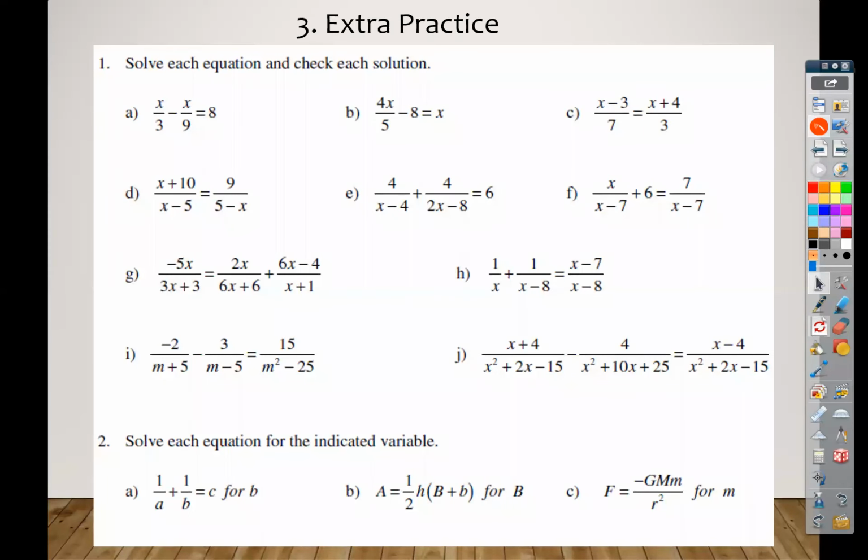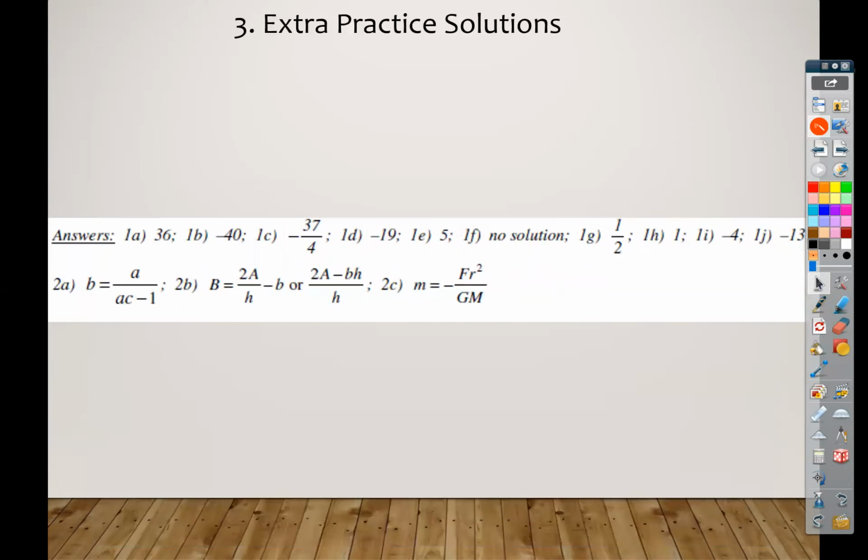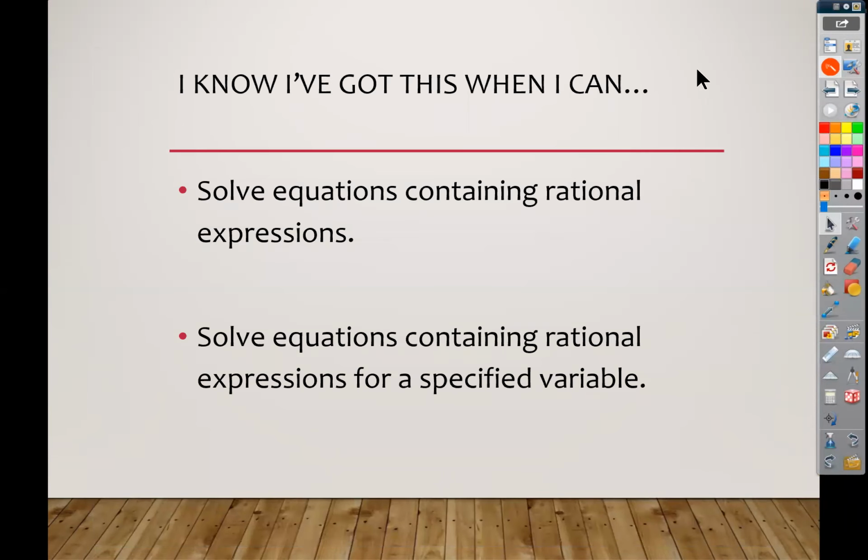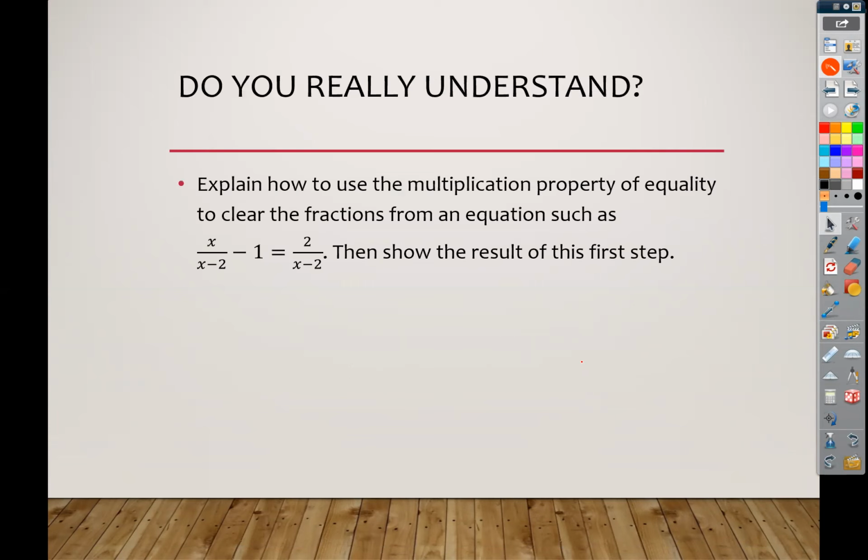So here are some extra practice problems I want you to try. So go ahead and pause, and I'm going to give you the answers in a little bit. Okay, and then those are your answers. So if you need any help, just let me know. I know I've got this when I can solve equations containing rational expressions and solve equations containing rational expressions for a specified variable. Do you really understand?